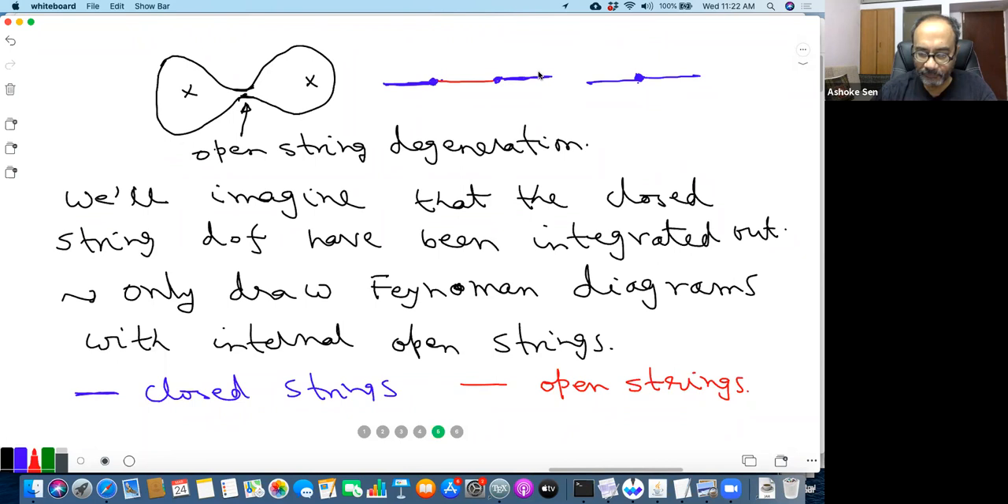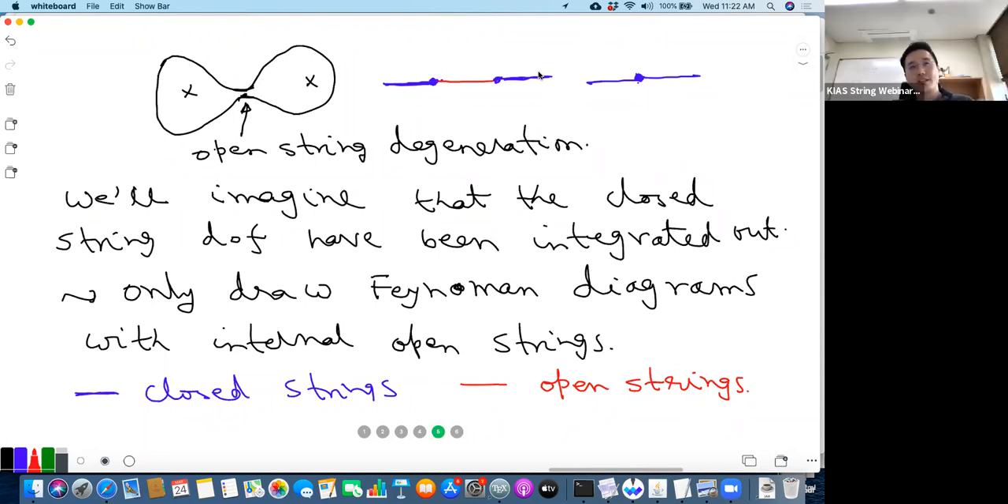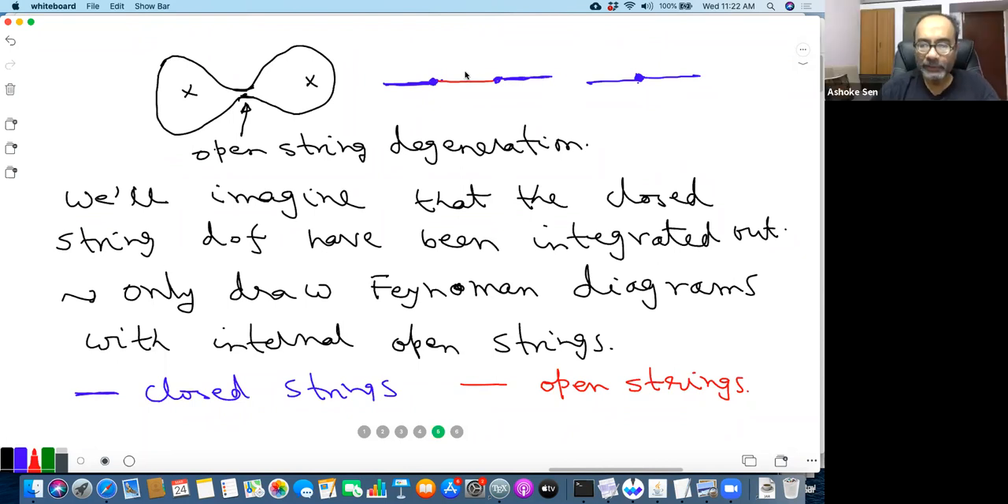So yesterday the free action for the open string is enough to study this one, or no, it's not enough. We need the interaction. You need the closed-open interaction vertex. But I'll describe a way to treat this which does not require us to explicitly write down the action.